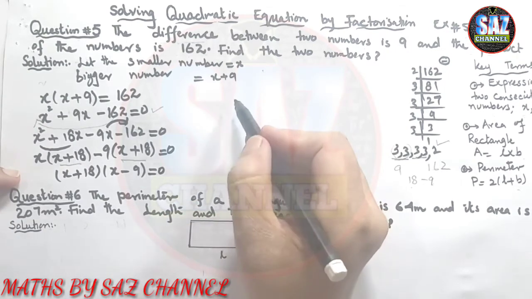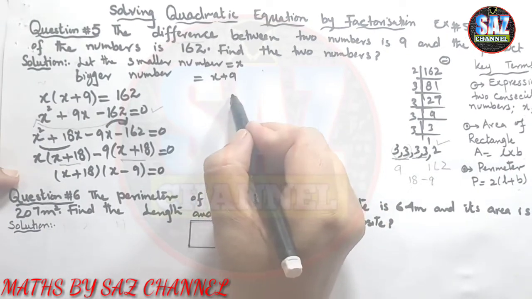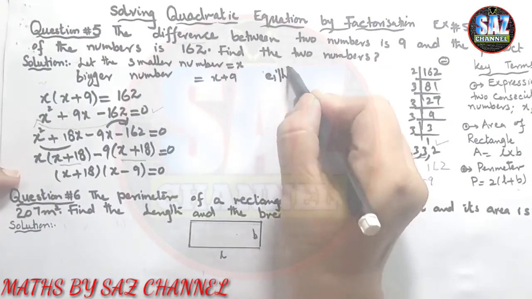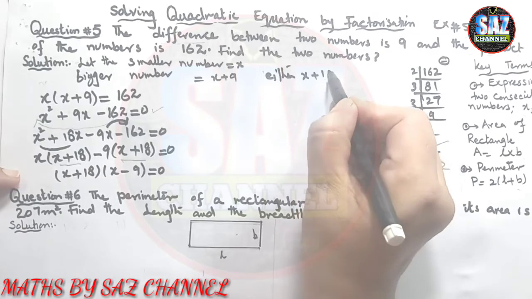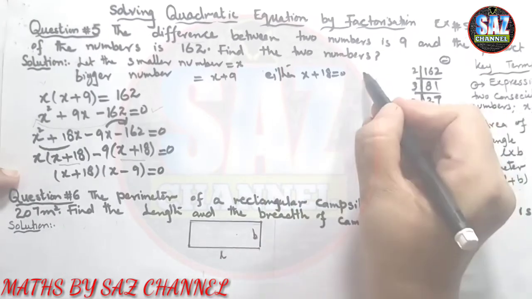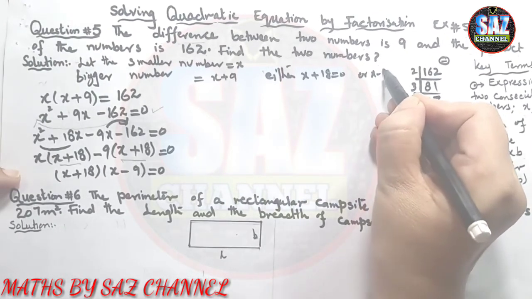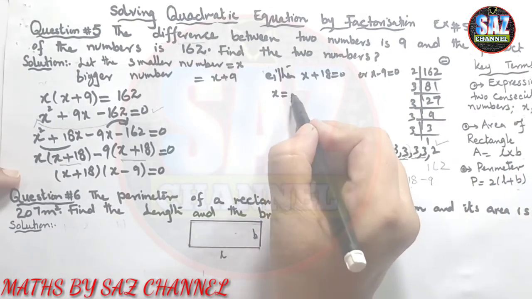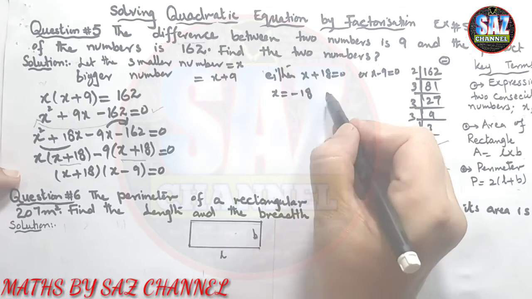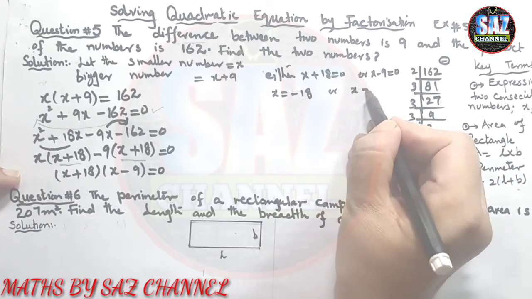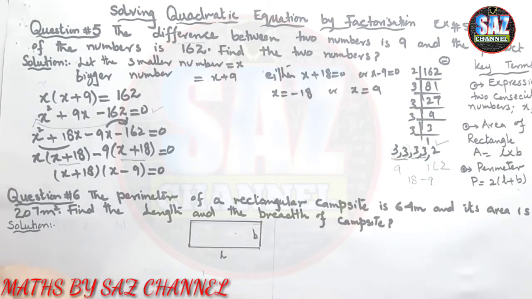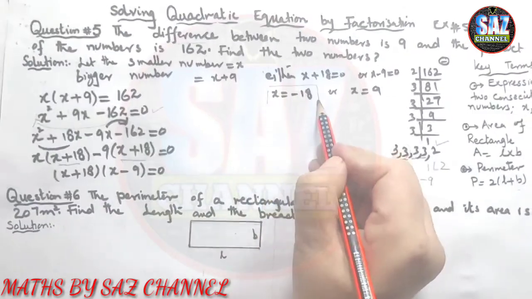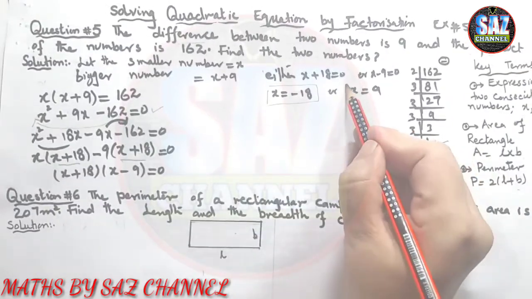Let's move towards this side. Now I have to apply the condition: either x plus 18 equals 0 or x minus 9 equals 0. This will give me x equals minus 18 or x equals 9. Now I'm getting here the two solutions of this quadratic equation.